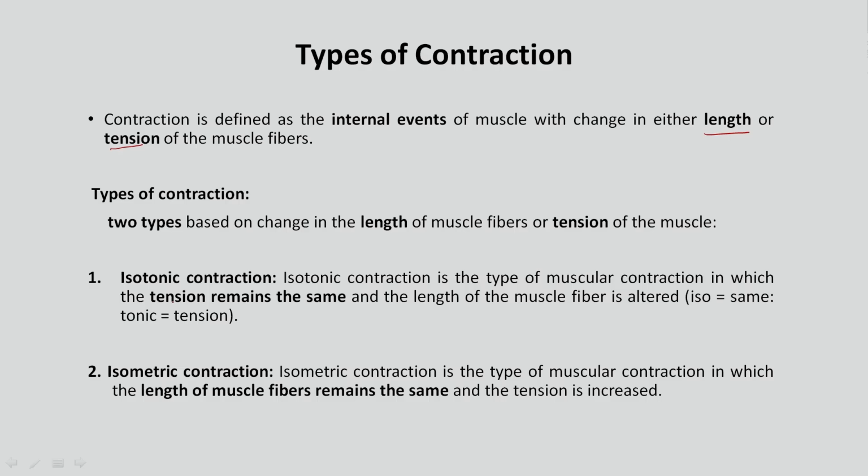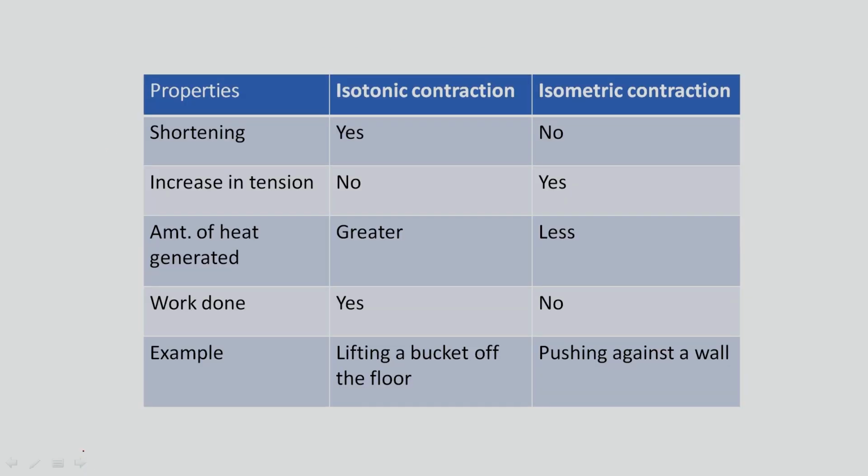Isotonic means the tone or the tension will remain the same, but the length will change, but isometric means the length will remain the same, but the tension or tone will change. So, isotonic contraction is the contraction in which the tension remains the same and the length of the muscle fiber is altered. In the case of isometric, the length of the muscle fiber will remain the same, but the tension will be changed. So, here are some properties I have listed.